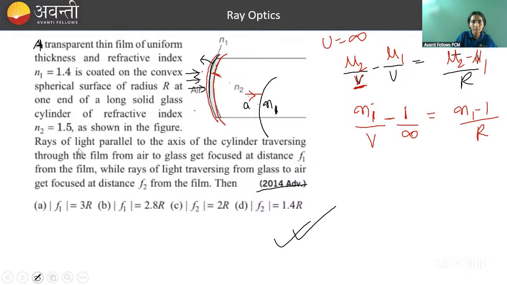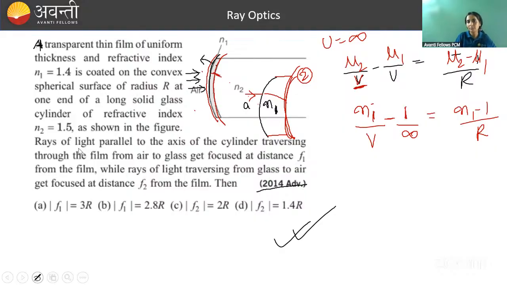Now what will happen? इसको और मैं थोड़ा exaggerate करके दिखाती हूँ. There is another surface here. यहाँ से light refract हुआ, again यहाँ से refraction होगा, and when refraction happens from the second surface, then whatever is the image by the first surface will act as an object for the second surface.